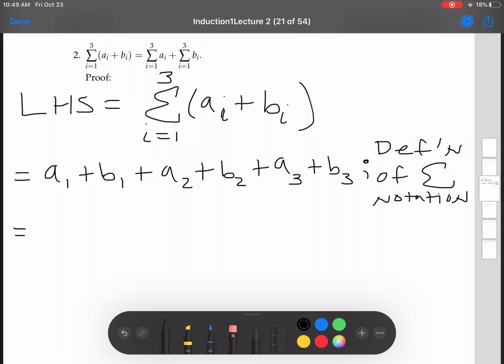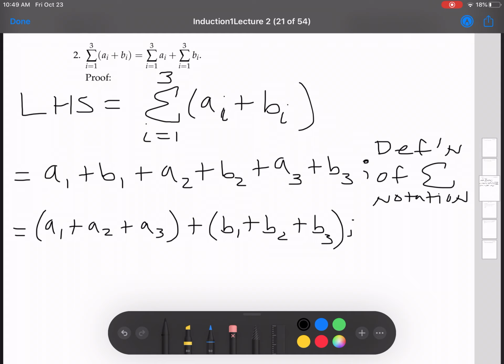Okay. Now this we can rewrite as A1 plus A2 plus A3 plus B1 plus B2 plus B3. And our justification here, let's see, give myself a little room here. My justification there is that plus can be done in any order.